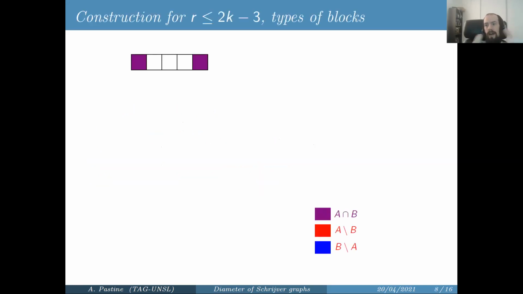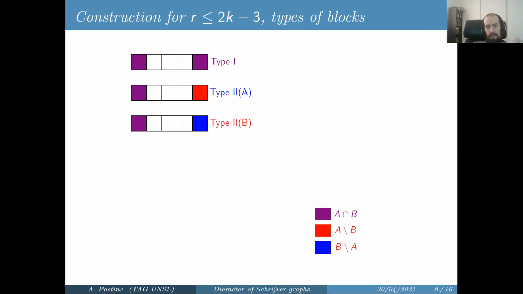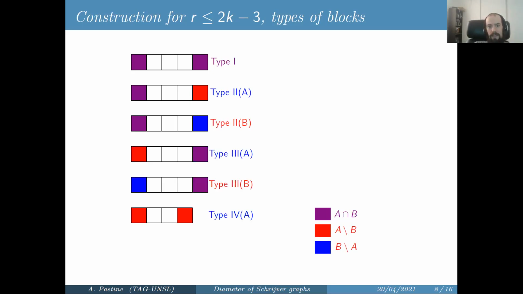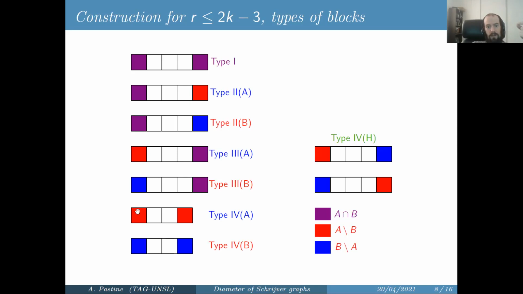Now, if we want to consider R smaller than that, we need to pay a little bit more attention to the blocks. And now we are at the point where we actually consider this A star and B star thing. So we are going to have blocks that are surrounded by purple vertices, which we call type 1. Type 2A, sorry, has a purple element on the left and an element in A on the right. Type 2B, the same, but B on the right. Type 3 is sort of the opposite. And then the annoying ones are the type 4 blocks that have either red on both sides, blue on both sides, or red on one side and blue on the other.